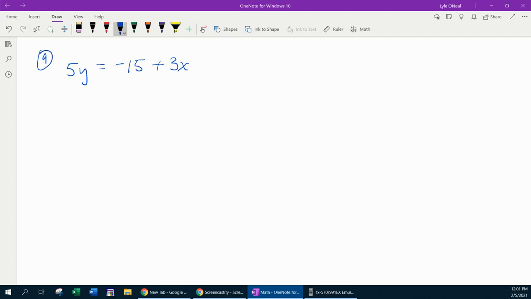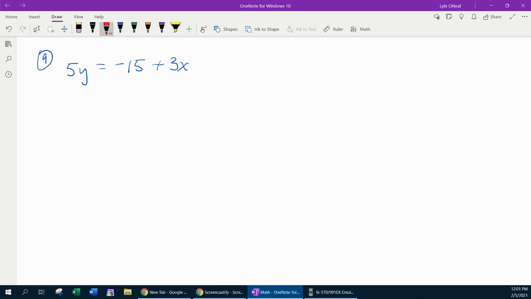All right, number 9 is different than either of the previous two examples because it's not in standard form, but it's also not in slope-intercept form. So what I'm going to do is work this both ways, showing both forms, and then you can choose which one you like better.